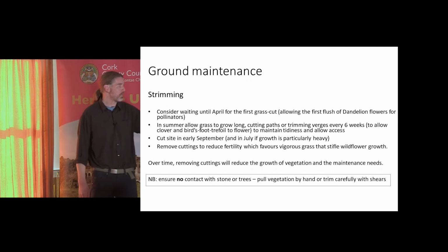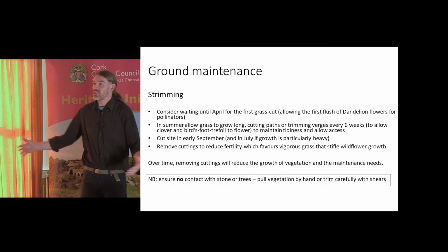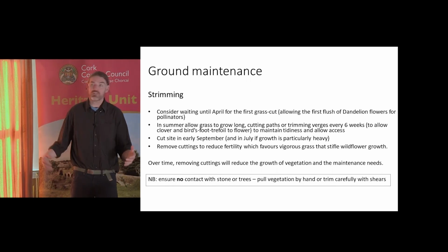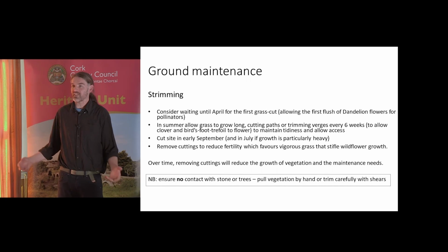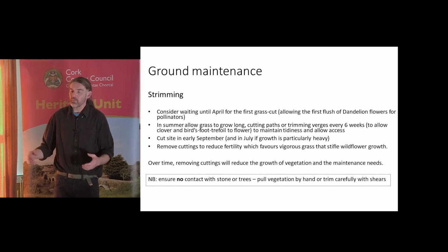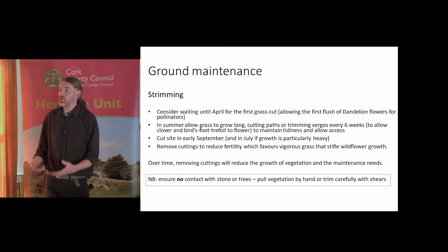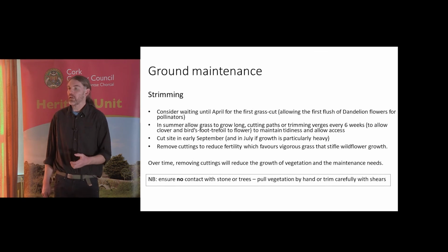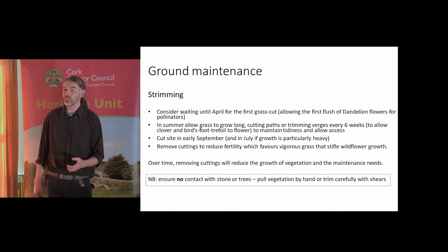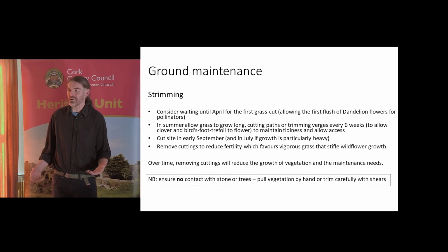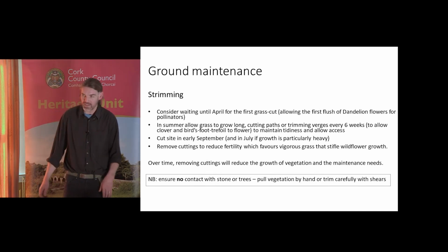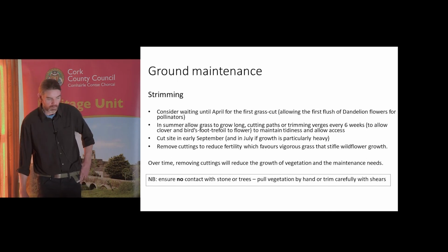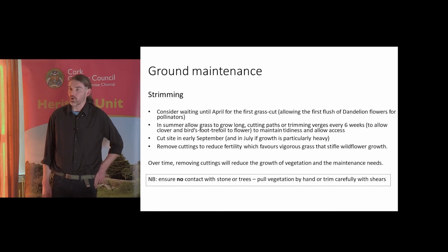And then your second cut in September, the important thing is to remove all the grass cuttings, because over time, as you're removing all that material, you're reducing the nutritional levels in the soil, and you end up getting more of the wildflowers, the less vigorous plant growth over time, and that is reducing your work level. It's increasing the number of butterflies and other food sources for pollinators, but it is reducing your work.